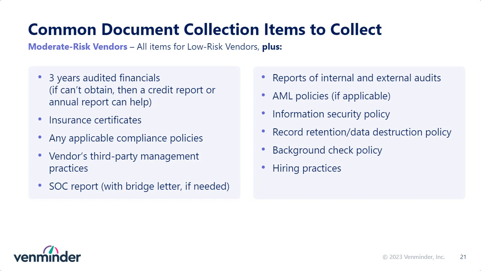This might depend on whether it has physical access to your facility or whether the product or service is a significant expense. For vendors that you classify as moderate risk, you would want to collect all of your baseline documents, plus other information like 3 years of audited financial documents, relevant insurance certificates, current stock reports, information security policies, and policies on how they retain and destroy data. You might also want to review their background check policy and maybe even their hiring practices.